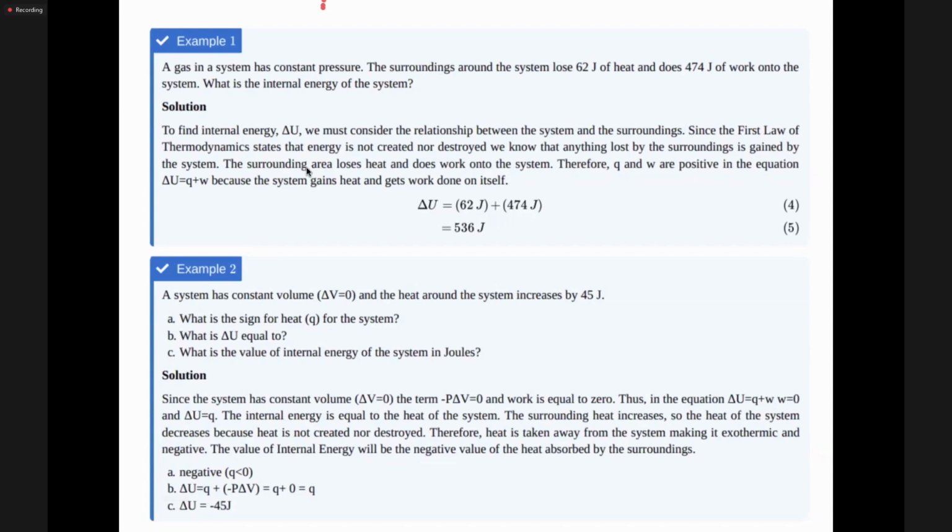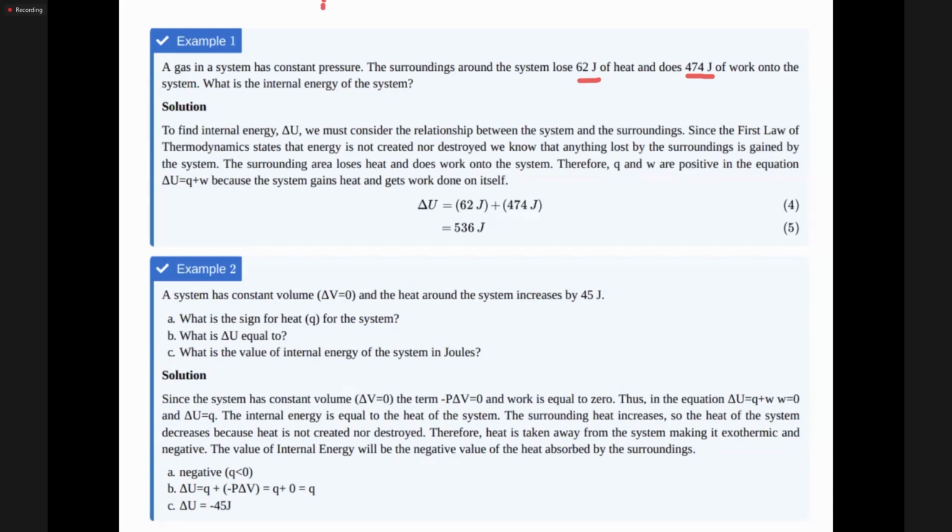The first one goes like this: a gas in a system has a constant pressure. Now the surroundings around the system lose 62 joules of heat and do 474 joules of work onto the gas. What is the internal energy of the system?